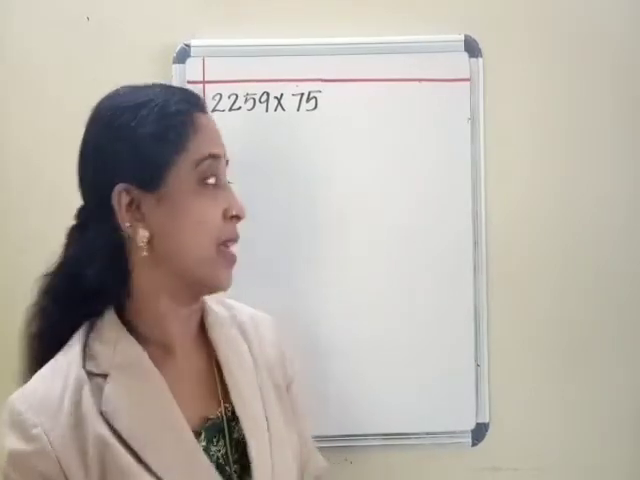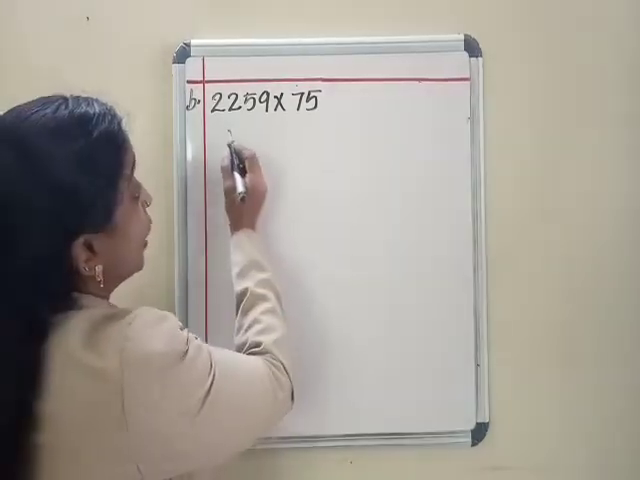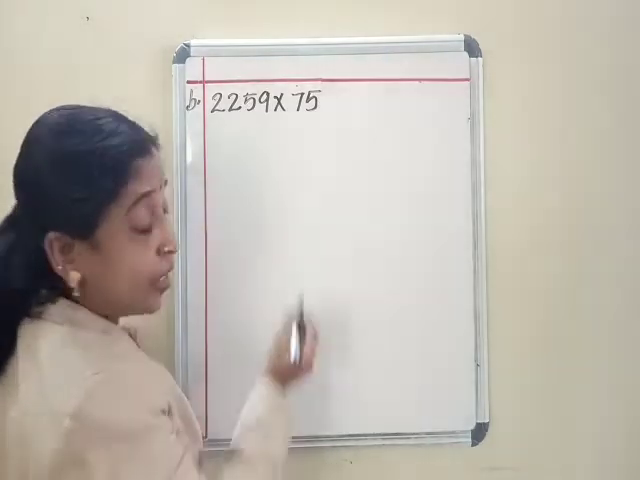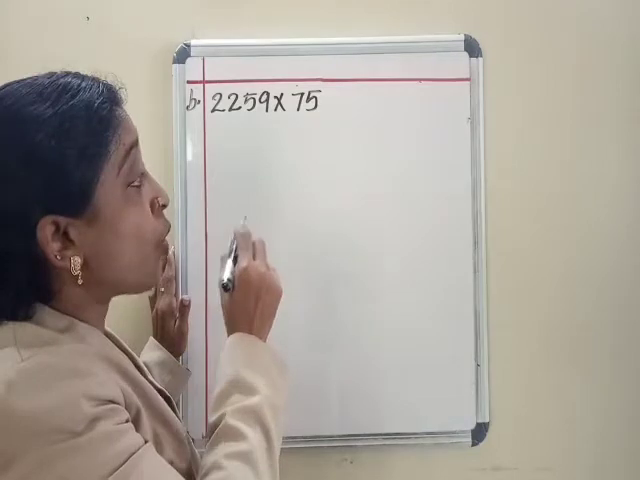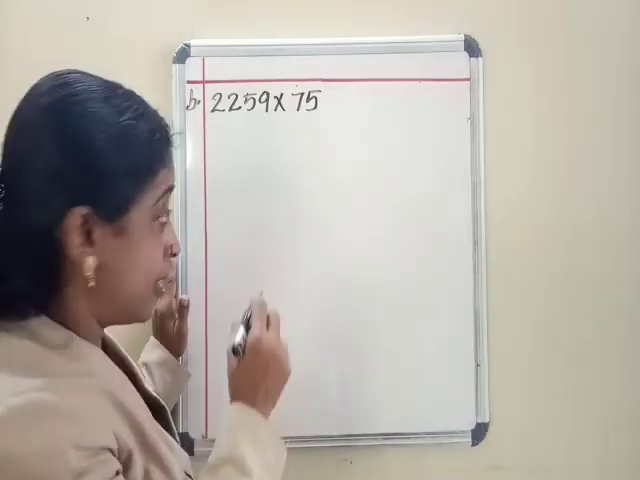Children, question B. Please look. 2,259 into 75. First we can write rounded off to the nearest 100.